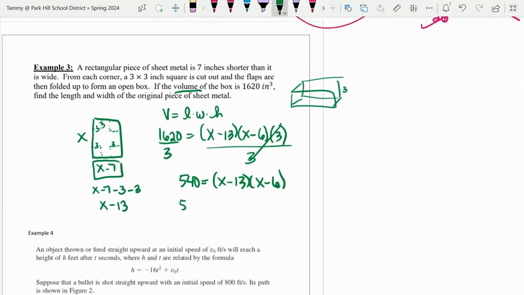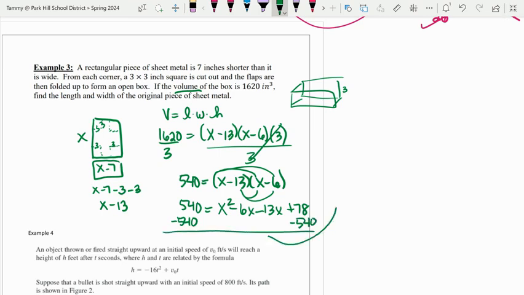So distribute that out. So 540 equals, distribute, x squared minus 6x minus 13x. And 13 times 6 is 78. So plus 78. I'm going to minus 540 on both sides and combine like terms in the same step here. So I get 0 equals x squared minus 19x. And then minus what that is. So 78 minus 540 is negative 462.